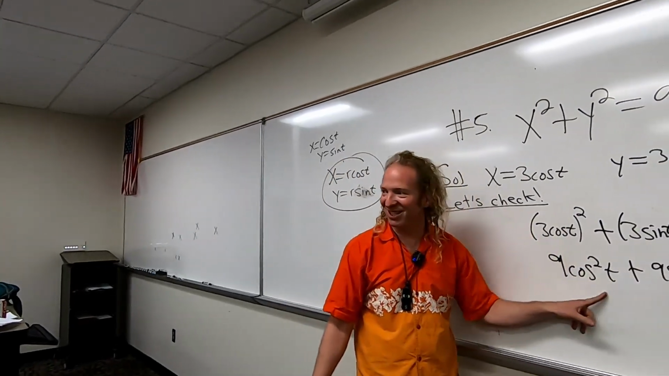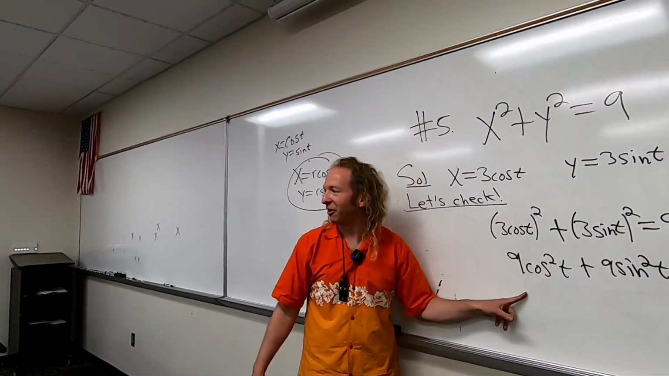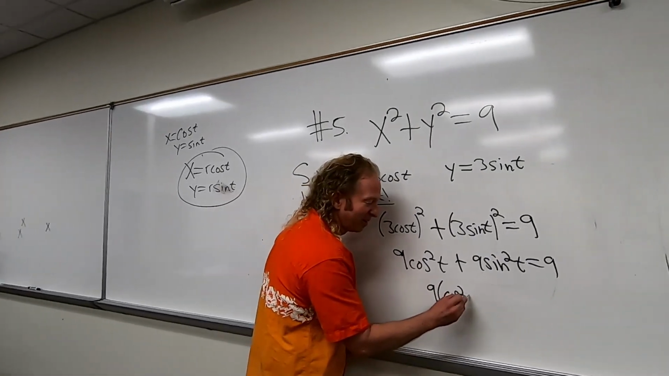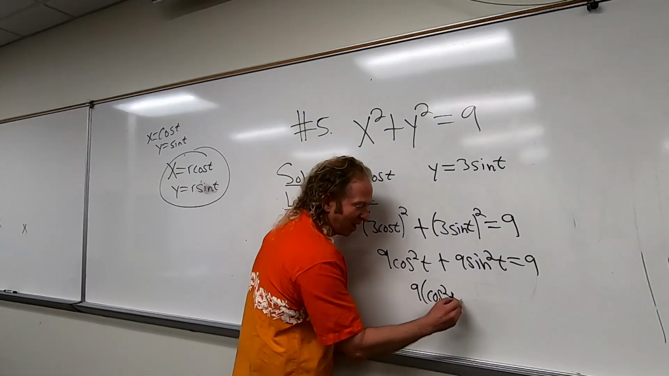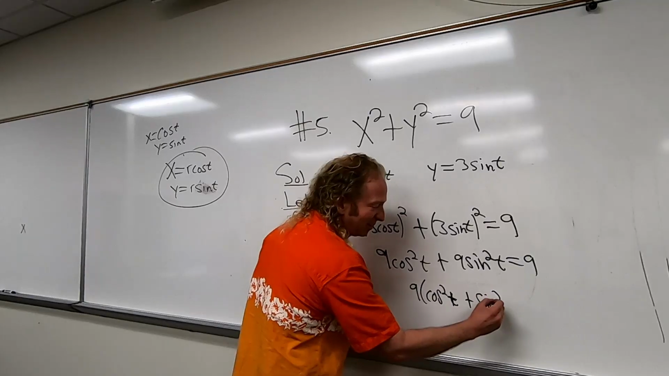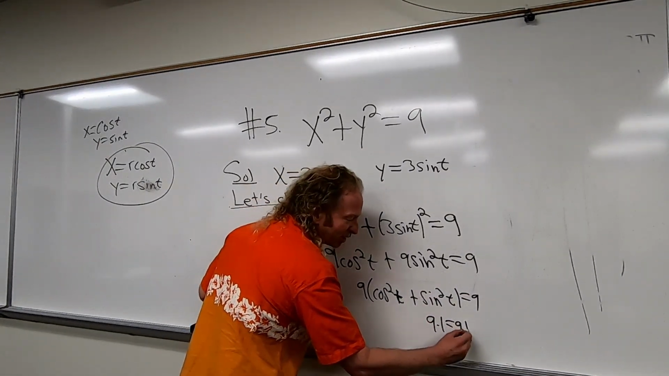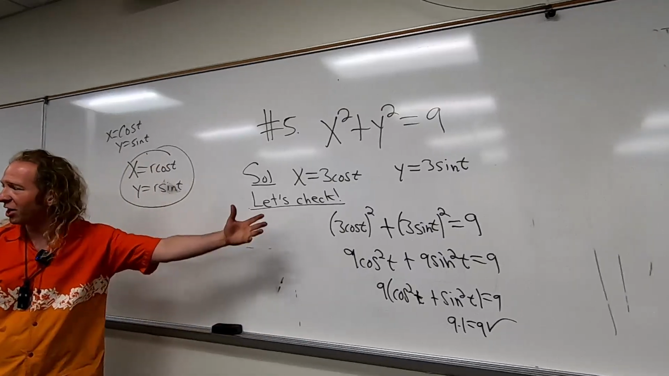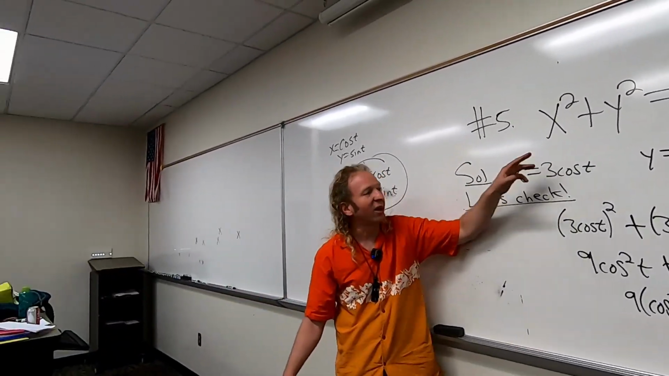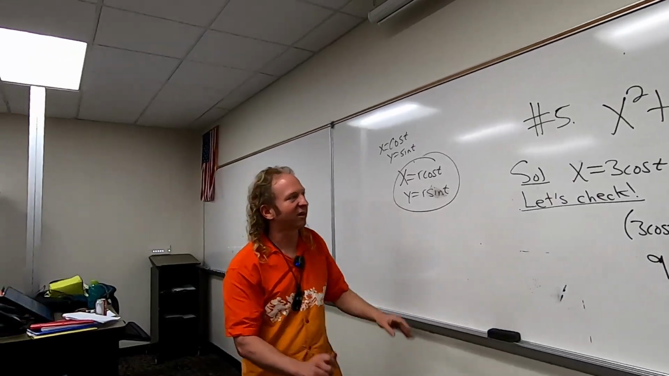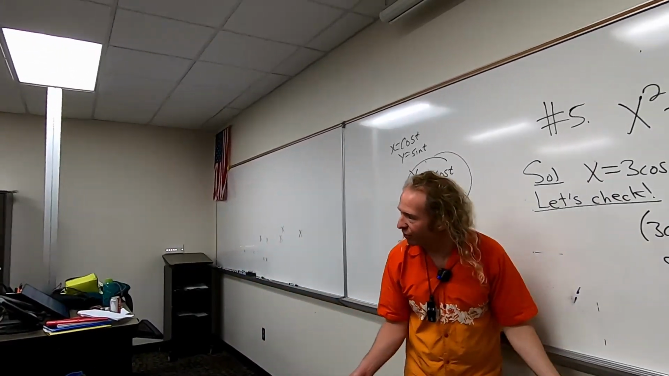Oh, I see. What can you pull out here? A 9. So you get 9 times cosine squared t plus sine squared t. So 9 times 1 is 9, so it checks. You can skip all of this, but it's good to see it. It's really useful math. Now we can just write the final answer down.